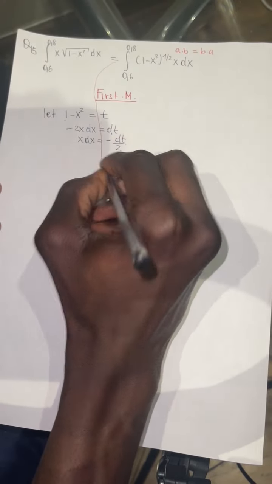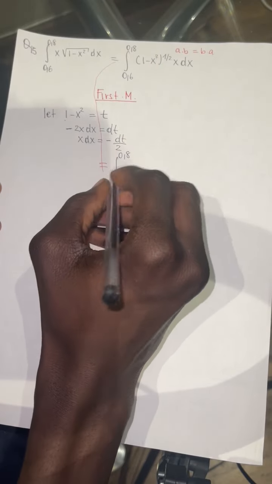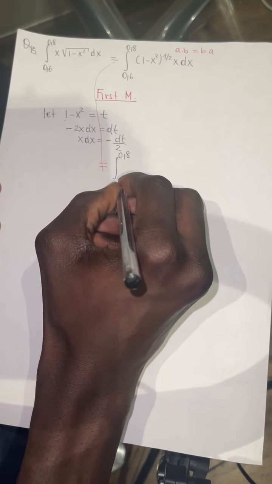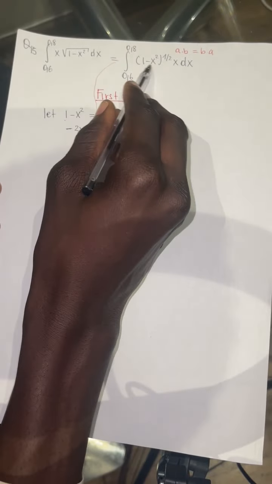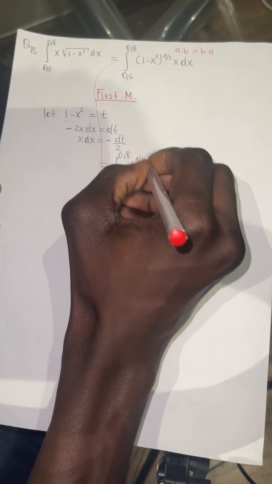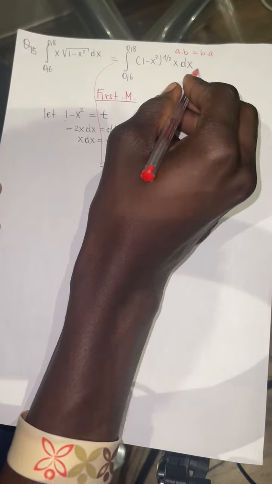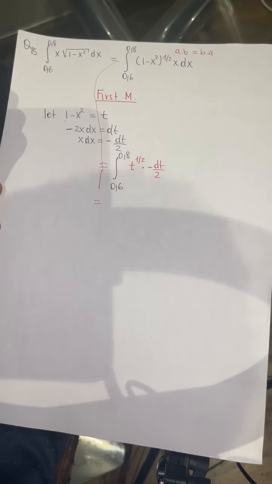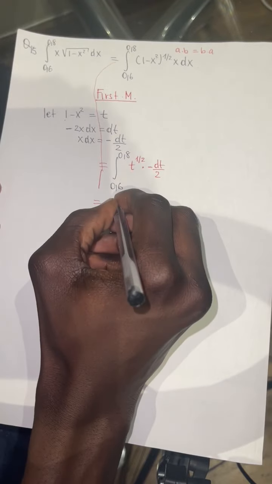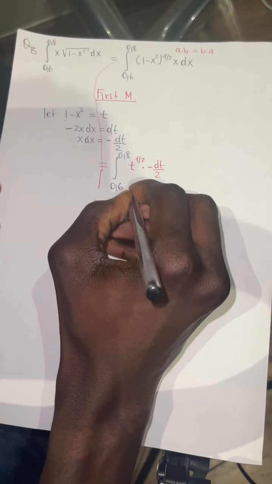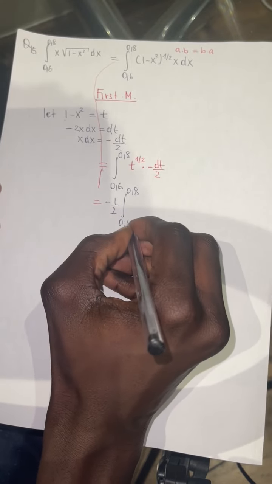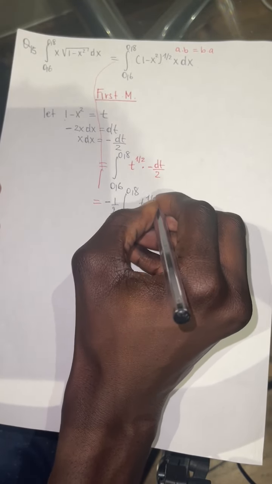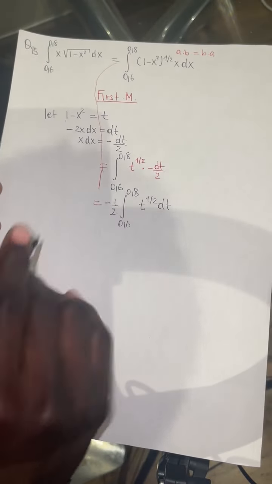You're going to have the integral from 0.8 to 0.6. What is this? We already said it is t. So it's going to be t to the 1/2 times x dx. You already called it what? That answer is negative dt over 2. So that is a number, it can go out. So you're going to have negative 1 over 2 times the integral from 0.8 to 0.6, and we are left with t to the 1 over 2 dt. So what is the integration of that?